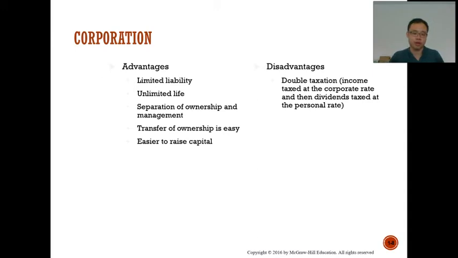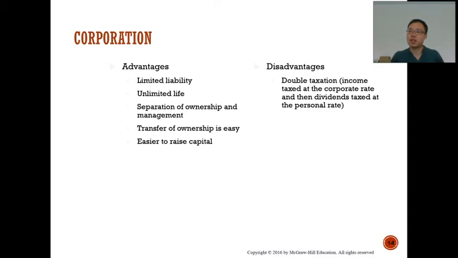30%. Then you're left with $7 million. And when you distribute this $7 million as dividends to the shareholders, the owners of this corporation, the $7 million will be taxed again. Okay, let's say another 30%. So you will pay another $2.1 million, and you are left with $4.9 million.